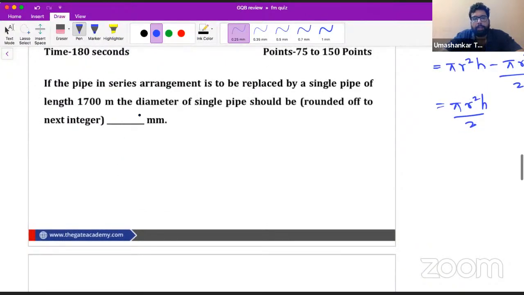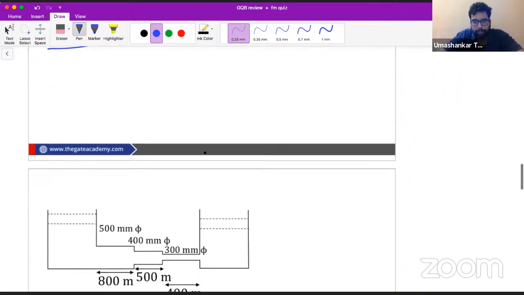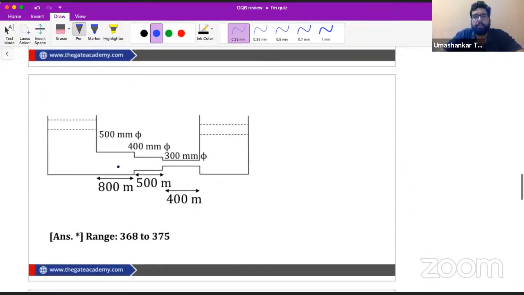All right. If the pipe in series arrangement is to be replaced by a single pipe of 1700 meter, the diameter of the single pipe should be rounded off to the next integer value. So what can be done here? We have three pipes connected in series, and we want to replace them by a pipe of single diameter and length. So what is the governing equation?